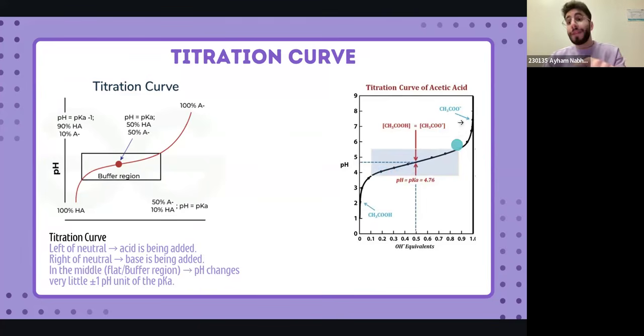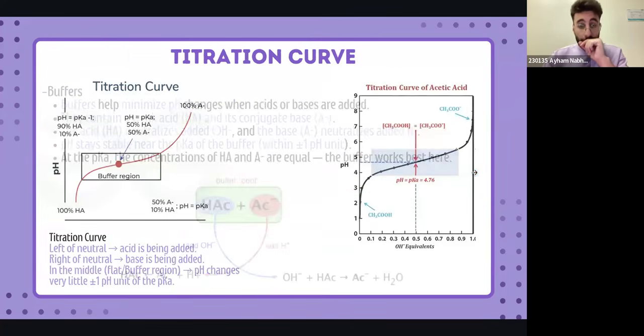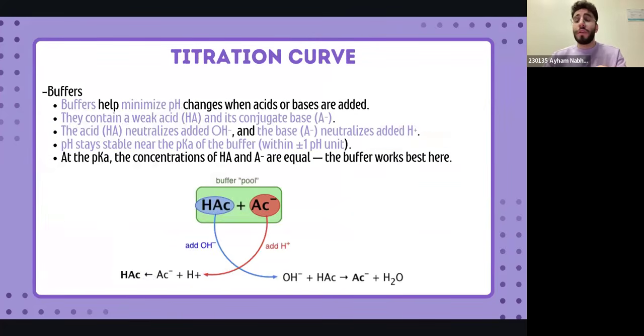Once we go to the right, making the solution more basic, pH is going to be higher than pKa. Once we go to the left, we go down, making the solution more acidic, the pKa is going to be higher than the pH. You might ask me, where did we take it? It's over here, as you can see. Basic, pH is going to be more than pKa. Acidic, pH is going to be less than pKa, or pKa is greater than the pH. That's the third point we need to explain in the titration curve.